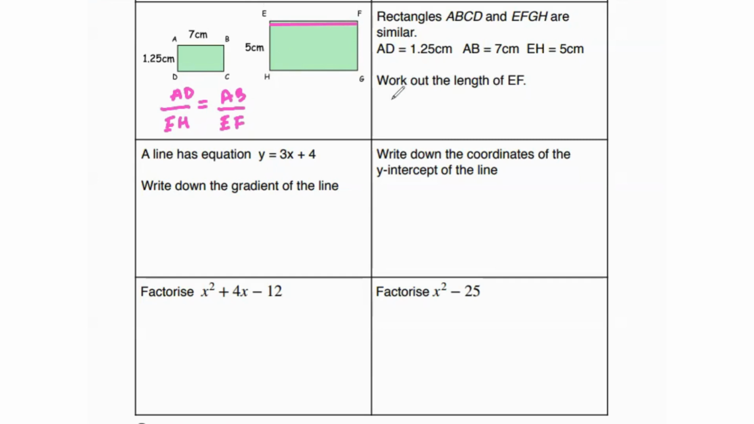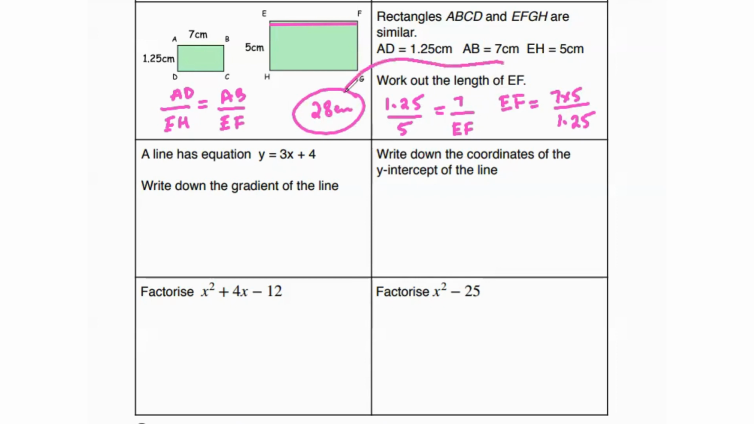So we do 1.25 over 5 equals 7 over EF. Cross multiply. So EF is basically going to be 7 times 5 over 1.25. So that's going to be 35 divided by 1.25. And that's going to give us 28. So 28 centimeters is your length of EF.